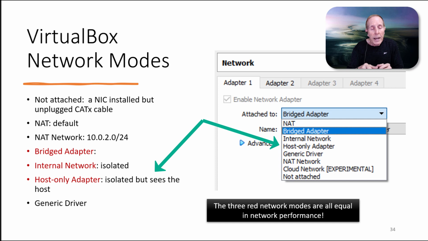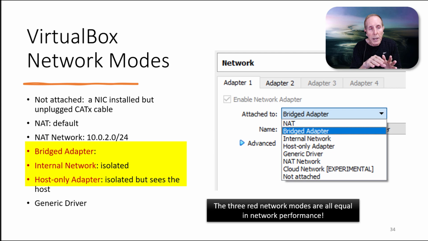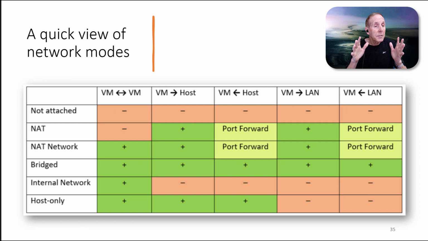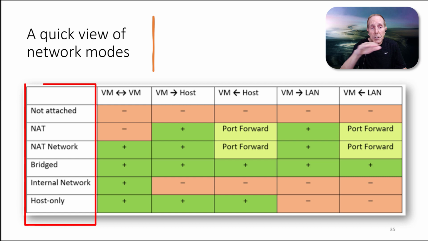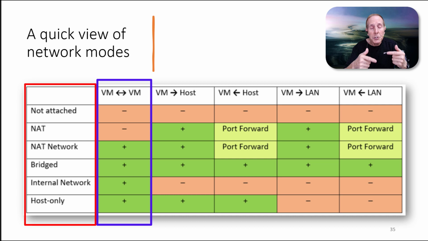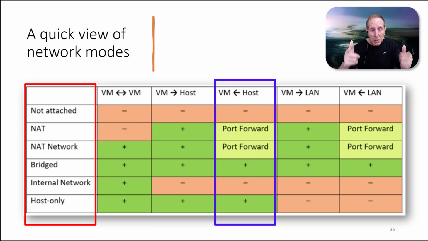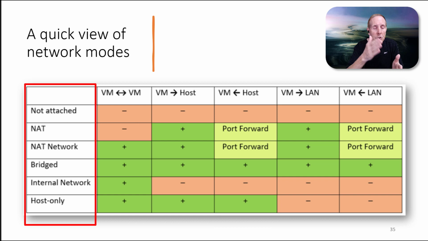Keep in mind the three network modes that are in red give you the best performance. So this chart gives us a quick overview of these network modes. On the left-hand side, you have the different network modes. On the top, the communication. In the furthest left column, you have VM to VM communication, VM to host communication, host to VM communication, and so on. You can look at each of these and see exactly the impact as you choose each network mode, how that's going to impact the different types of communication.